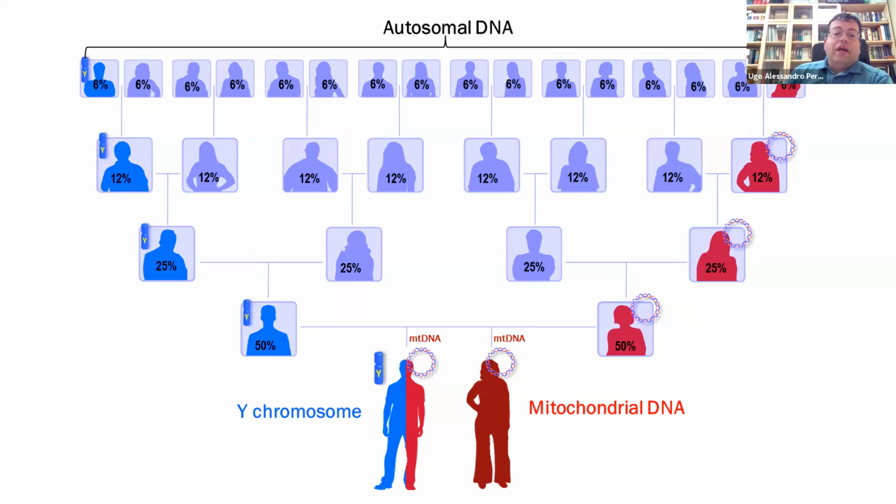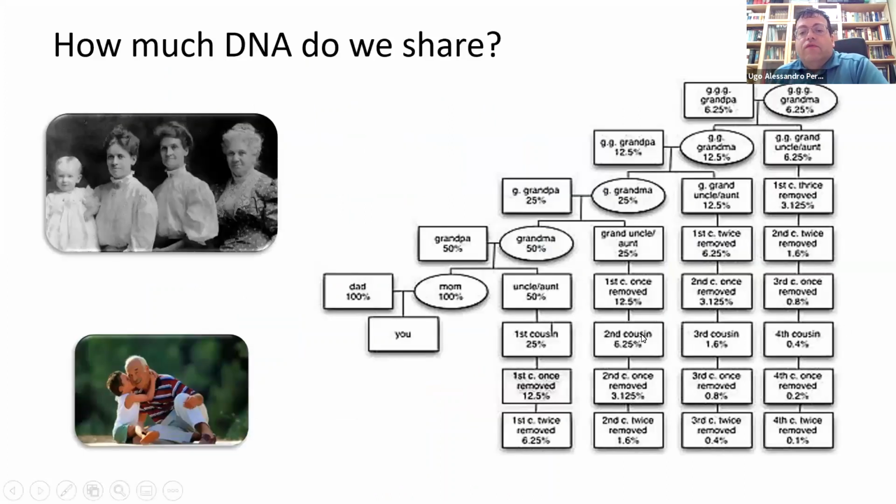But as you go back in time to your great-grandparents or great-great-grandparents, then you start observing that some of your ancestors might have contributed to some of your autosomal DNA, while others simply disappeared by chance. And so if we go back 10 generations, we're only going to have about 10 to 12% of our ancestors that contributed to the DNA that we have today.